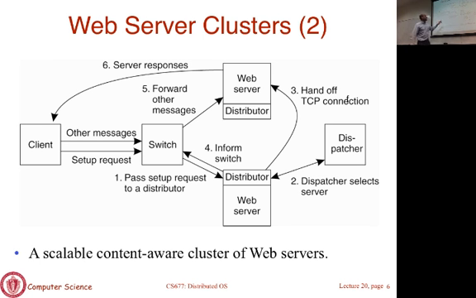You may not set it up this way. You may actually have the switch and the dispatcher be implemented as one entity. So as soon as a request comes in, you ask a local load balancing algorithm, what should I do, and directly send it to the right server. Okay, in this case, this is not the way it has been set up.